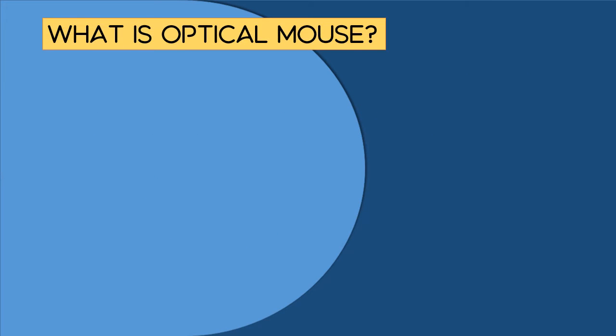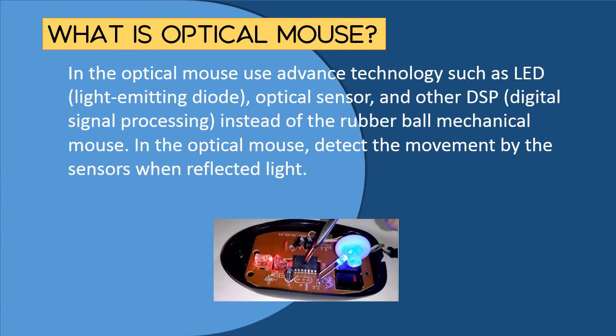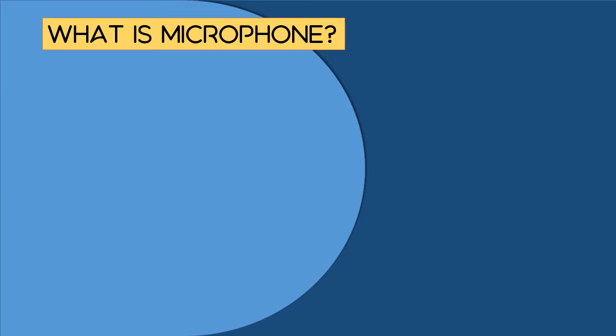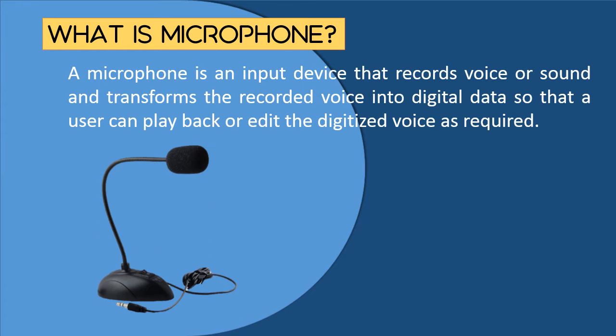What is an optical mouse? The optical mouse uses advanced technology such as LED, light-emitting diode, optical sensor, and DSP, digital signal processing, instead of the rubber ball of the mechanical mouse. It detects movement through the sensors when light is reflected. What is a microphone? A microphone is an input device that records voice or sound and transforms the recorded voice into digital data so that a user can play back or edit the digitized voice as required.